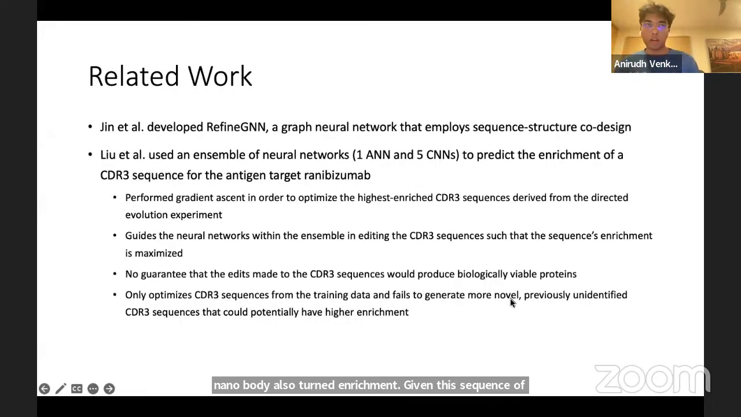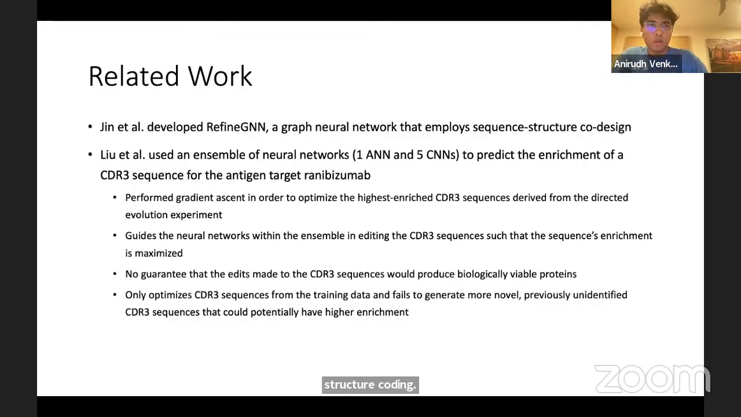So going into some of the related work, basically, researchers at MIT, Jin et al., developed a refined GNN, which is a graph neural network that employs sequence structure co-design. I'll go more into that a little bit later.